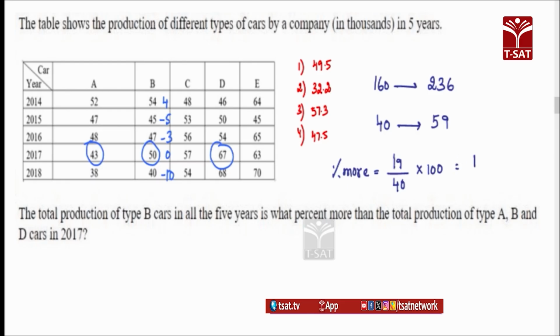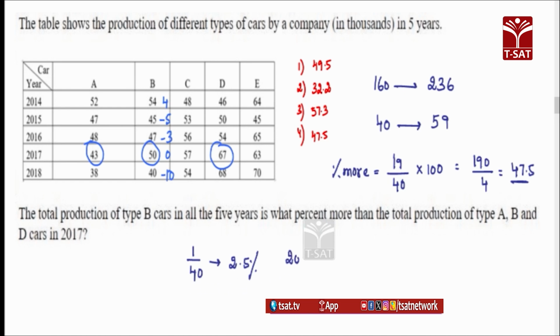You can say 190 by 4, that is 47.5. If you know fractions very well, by looking at 19 by 40, you can say 47.5, because we all know what 1 by 40 is. 1 by 40 is actually 2.5%. In percentage, I told you these kinds of basics.